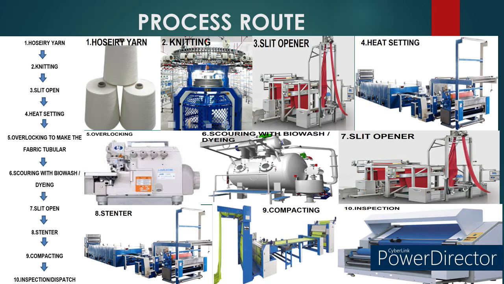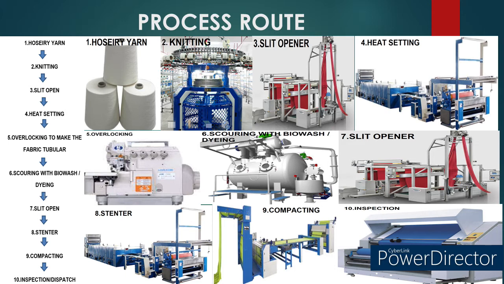Number 3. Slit open. The knitted gauge fabric will be in tubular form. To do heat setting, the fabric needs to be in open width form. So it is required to do slit open before heat setting. This process can be eliminated if the gauge fabric is knitted using an open width knitting machine, meaning the gauge fabric will get wound onto the takedown roller in open width form.